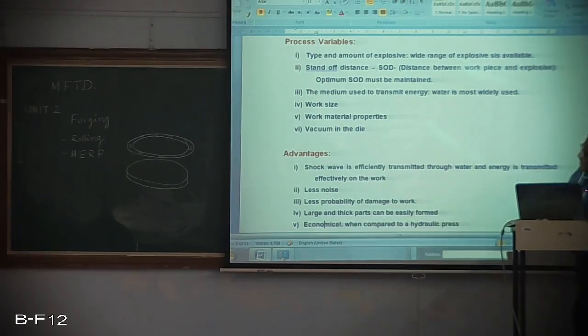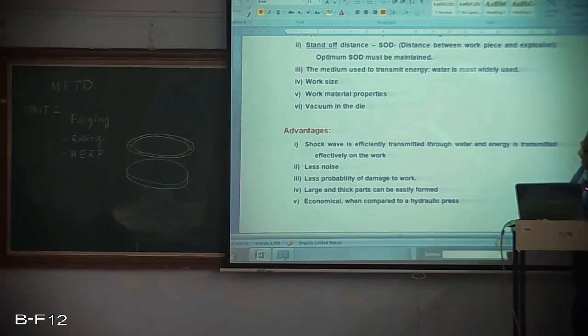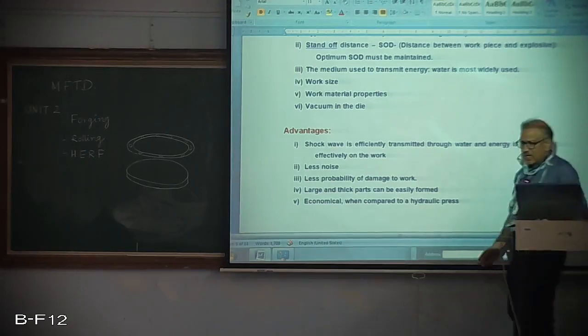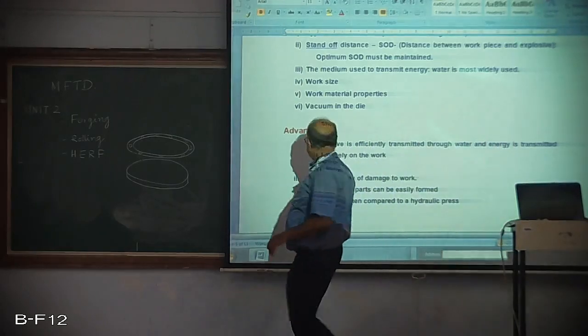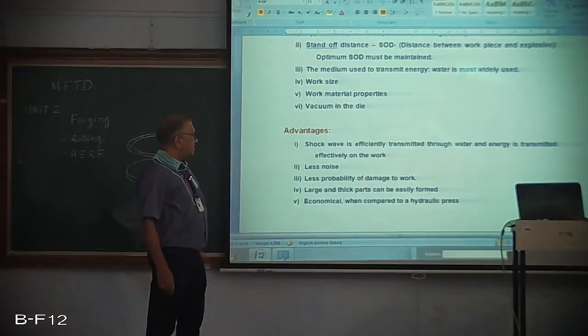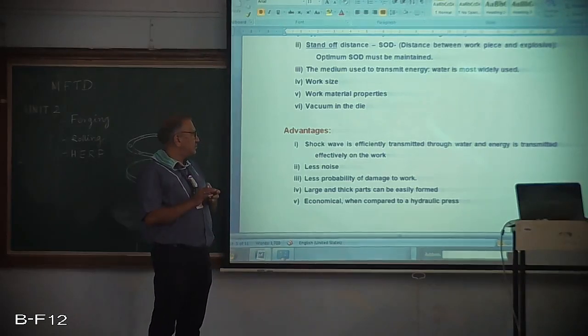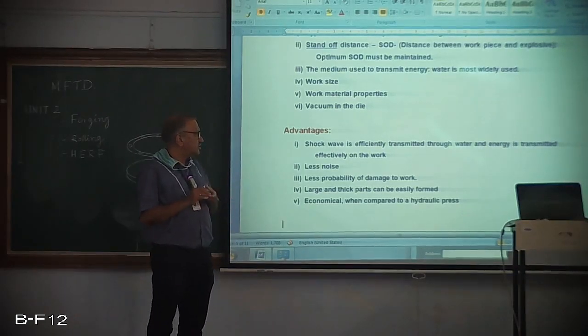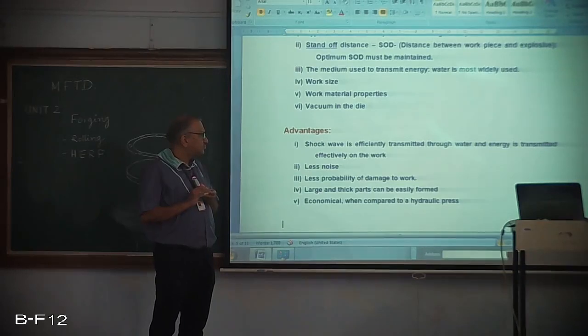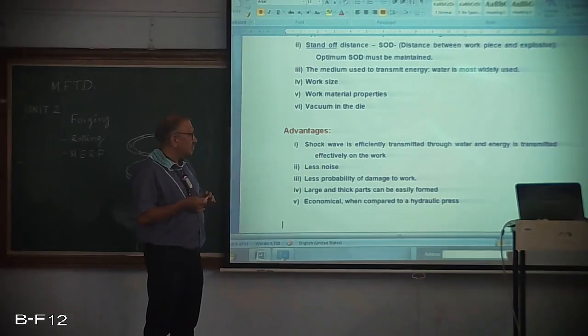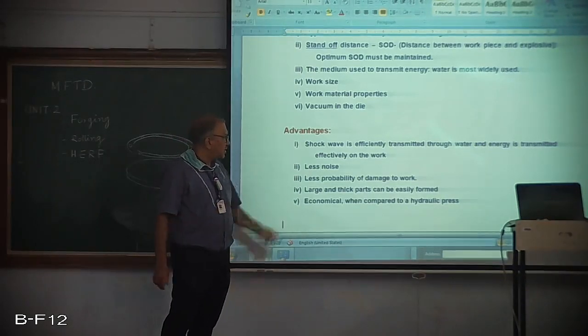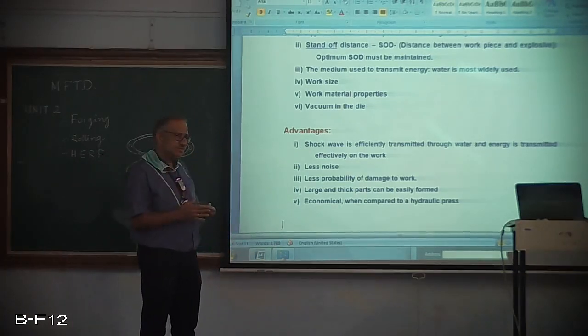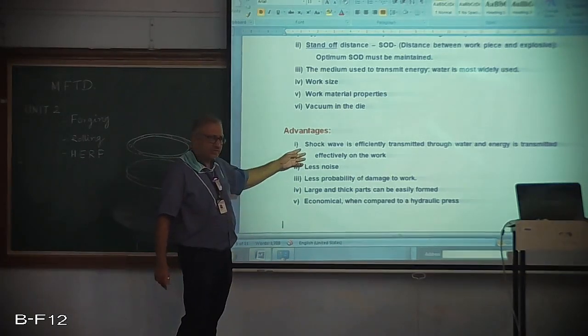Okay, this unconfined or standoff type of explosive forming has these advantages. Let us look at them, try to remember. So there is efficient application of energy of the shock wave through water, okay, and practically it has worked very well.